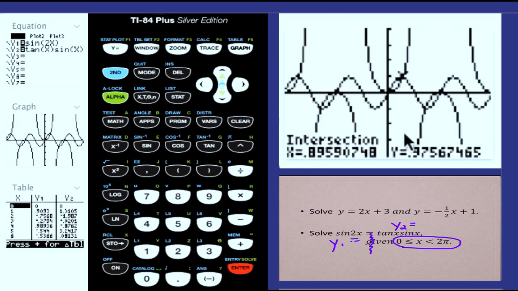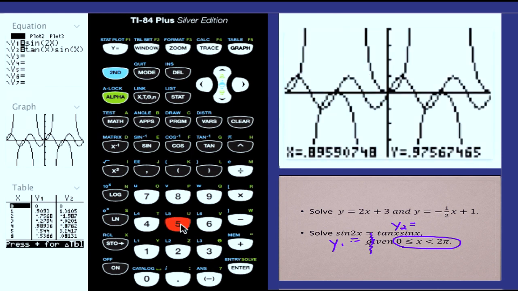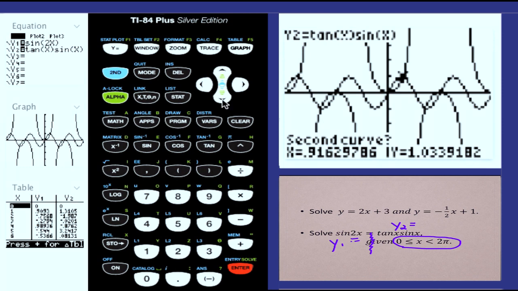And here the calculator tells me that my intersection point is 0.896. We're going to round that off. Y equals 0.976. Normally on trig equations, we don't need to know the y coordinate. We really are just interested in the x coordinate. So let's find the next one. Second, calculate, intersect, and first curve is y1, enter. Second curve is y2, press enter.